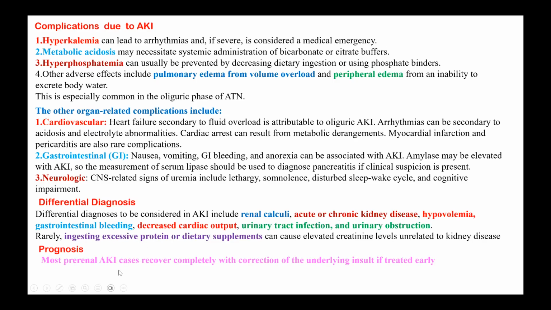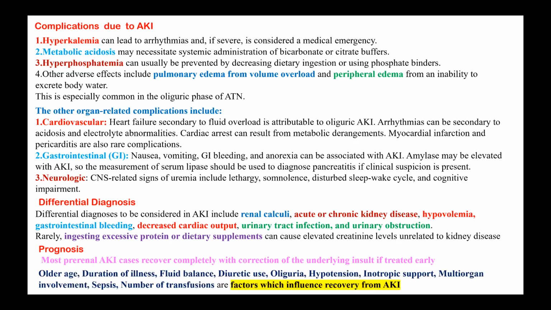As for prognosis, most pre-renal cases recover completely because it is merely hypovolemia or hypotension which is preventing glomerular perfusion. That will invariably recover well because structurally the nephron is still functioning well. Older age, duration of illness, fluid balance, diuretic use, oliguria, and hypotension are all factors which influence the recovery from AKI.